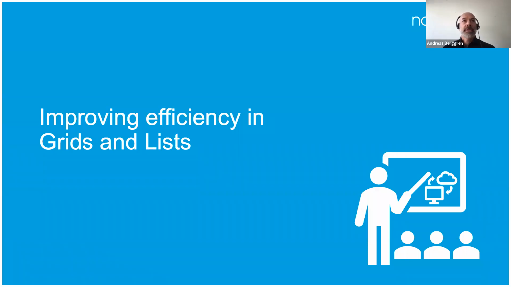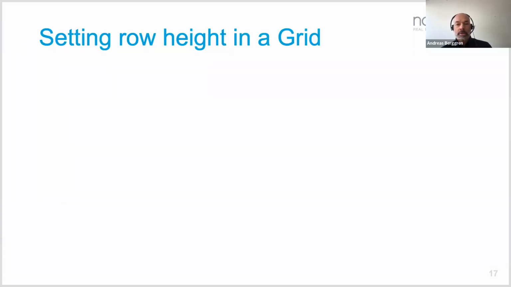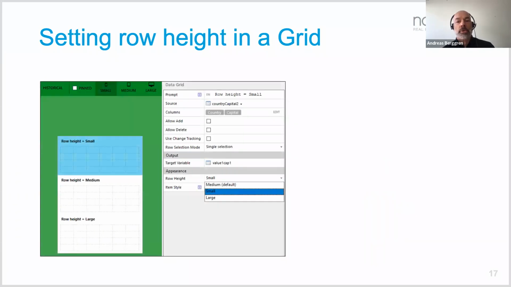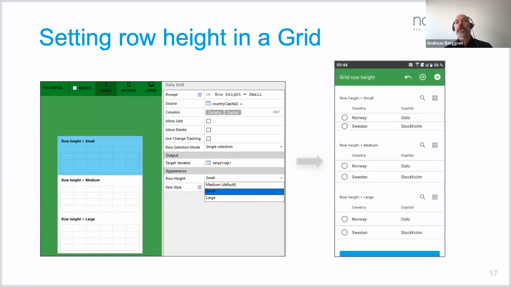Improving efficiency in grids and lists. You can now set the row height for your grid. So you can set small for more information dense, or large for easier to read, or the standard medium for the middle ground, or the Swedish lagom. So it will look like this, depending on this setting.